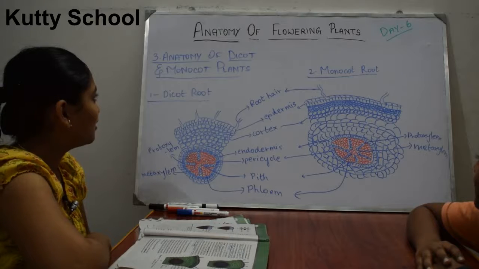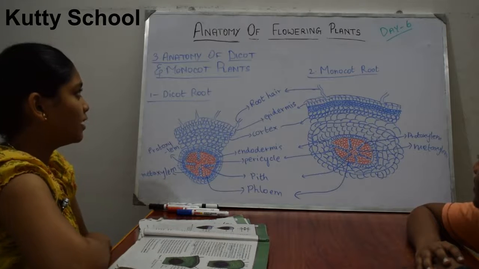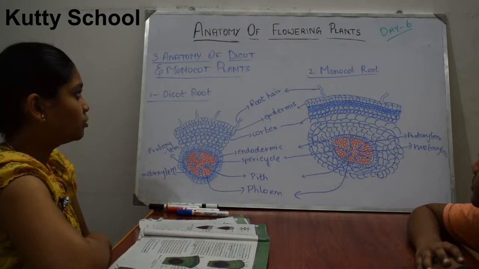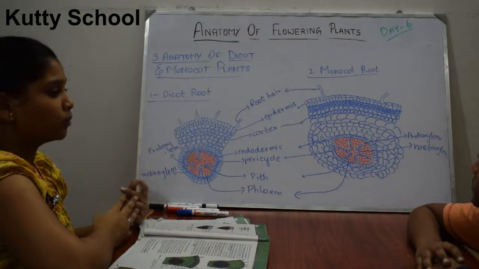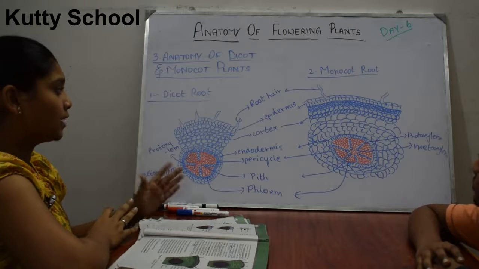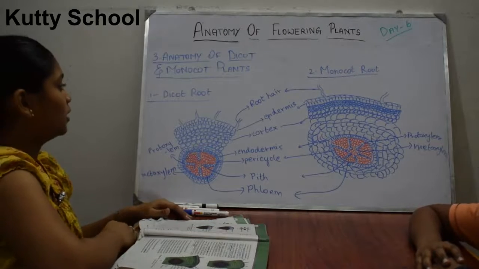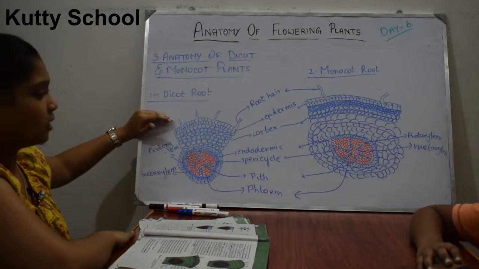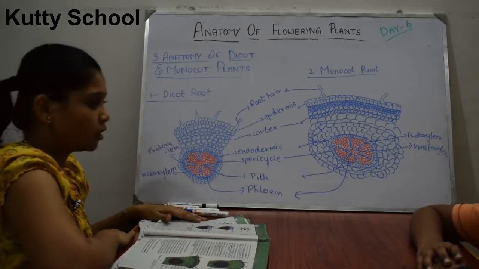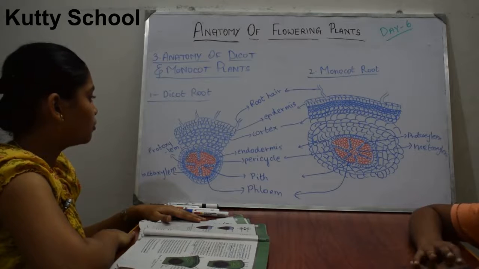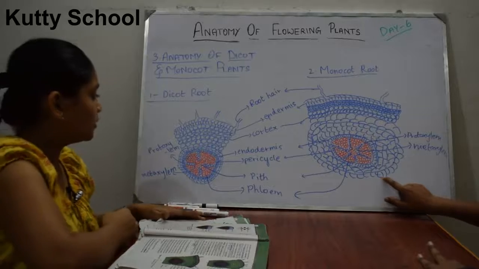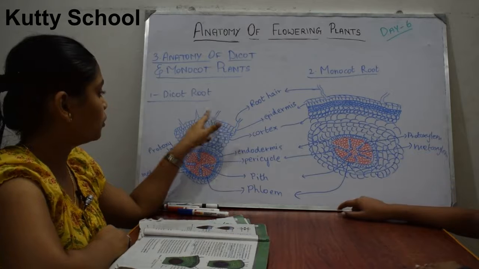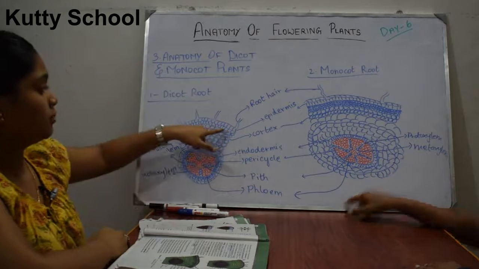So first we are going to the third topic, which is anatomy of dicot and monocot plants. Here we are going to see the anatomy of root of both dicot and monocot plants side by side. First we will see about dicot plants and then we will discuss monocot plants, the anatomy of root. So here in dicot plants, they have root hair, and epidermis is present.